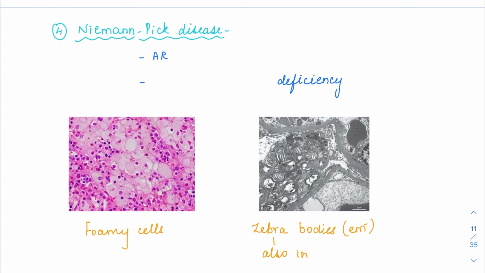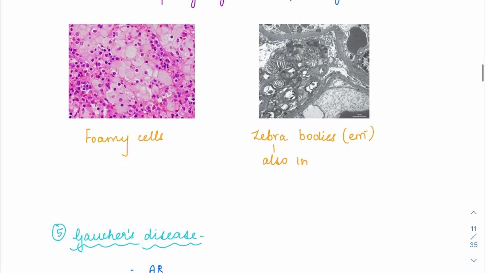Then the next disease is another lysosomal storage disease called Niemann-Pick's disease. Niemann-Pick's disease is again an autosomal recessive disorder caused due to sphingomyelinase deficiency. So with sphingomyelinase deficiency, sphingomyelin, which was the substrate, is going to get accumulated, resulting in toxicity. So here the cells which are storing this are again going to have lots of foamy cytoplasm.